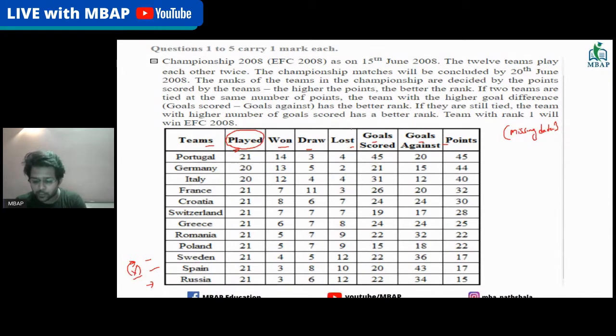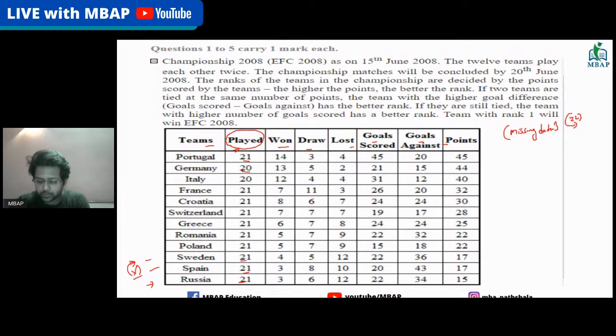But if you see the data of number of matches, the number of matches is 21, 20, 20. Do you think the data is complete? Do you think all the matches have been played? The total number of matches by each team is going to be how much? 22 matches, which means the data is only available for 21 matches. The data for Germany is only for 20 matches. Data for Russia is 21. Data for Spain is 21. Data for Sweden is 21.